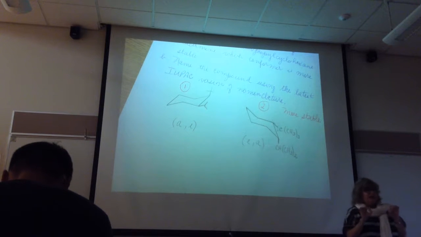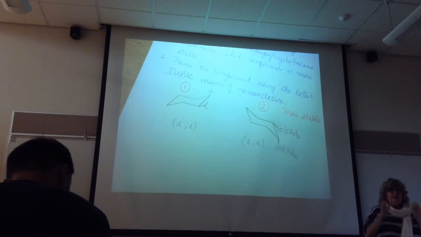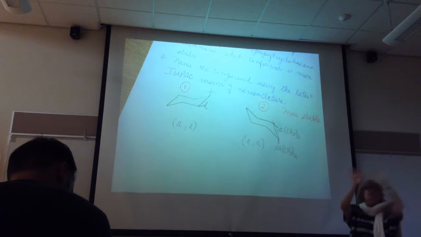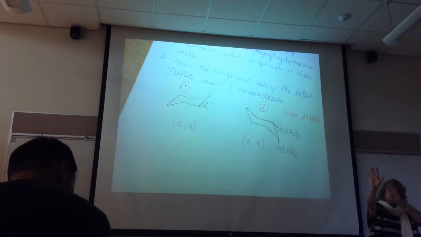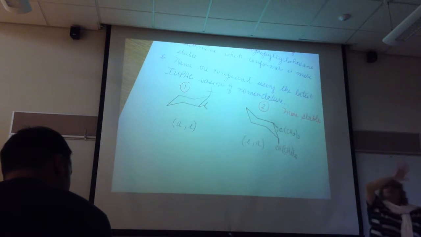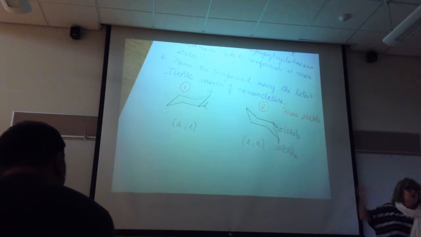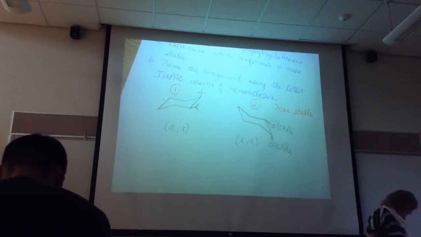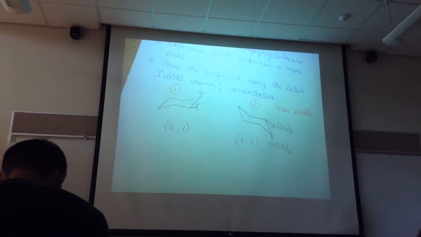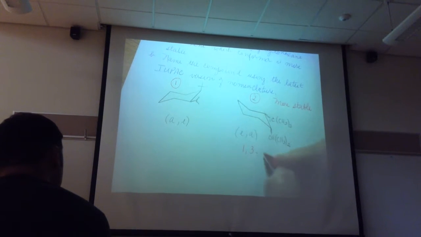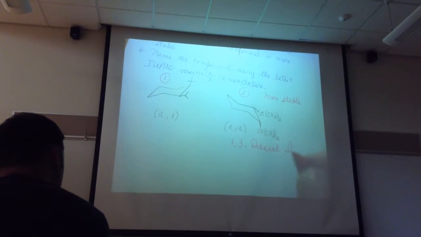But the criteria is that if you have the big groups on the axial, you're going to have 1,3 and 1,3 diaxial interactions, which you want to minimize because there's a lot of steric effect. So it is more stable because there are fewer 1,3 diaxial interactions. That's the terminology that we use here. 1,3 diaxial interactions are minimized.